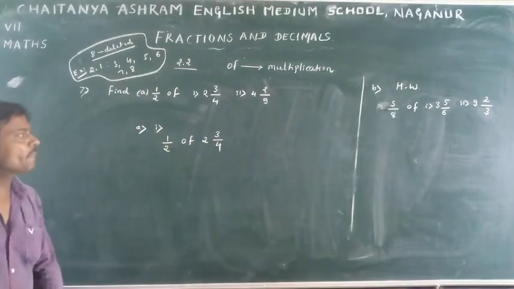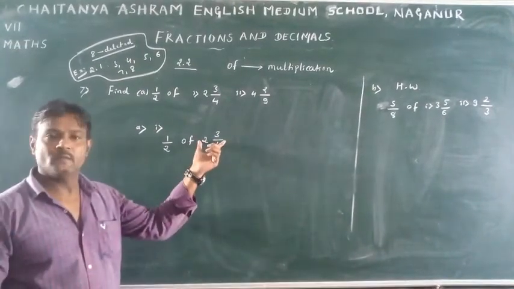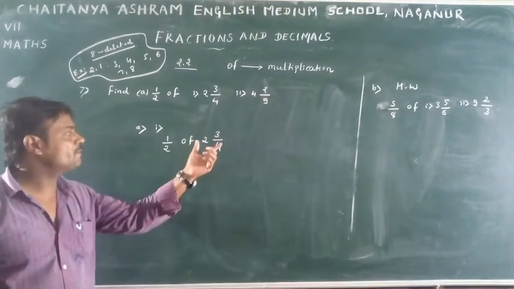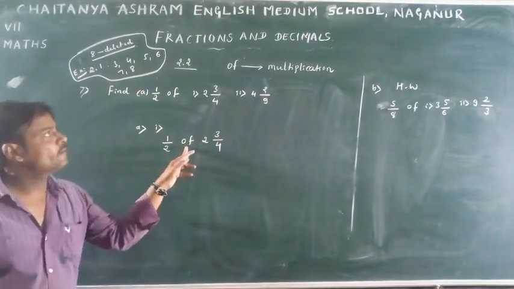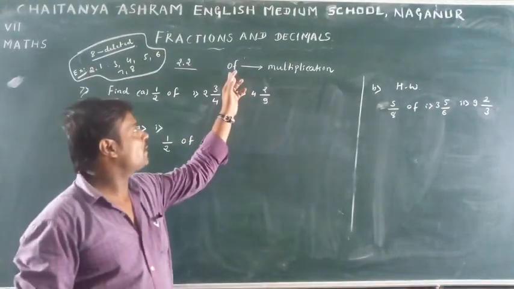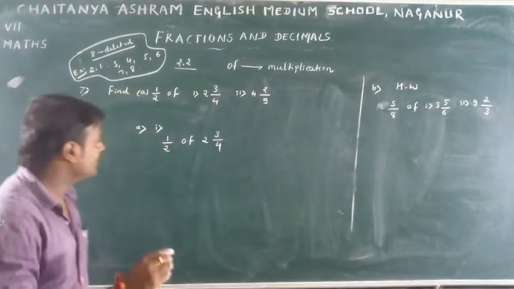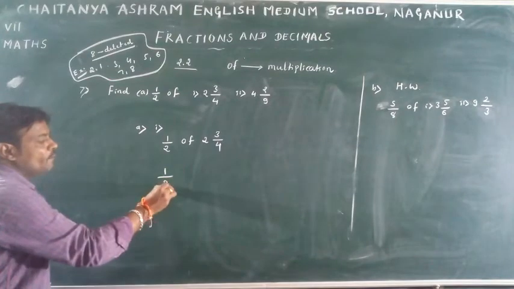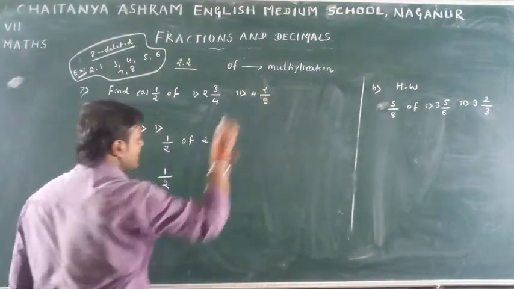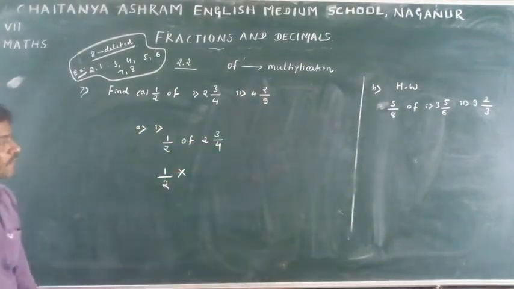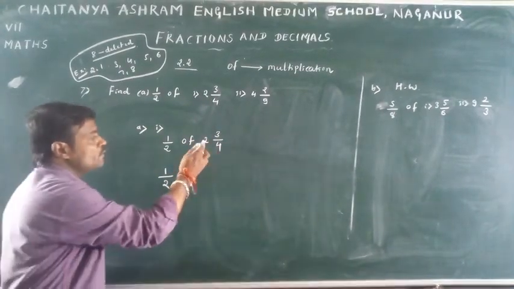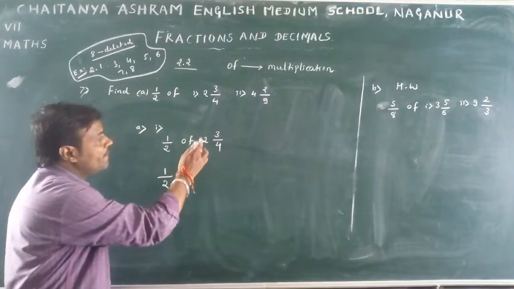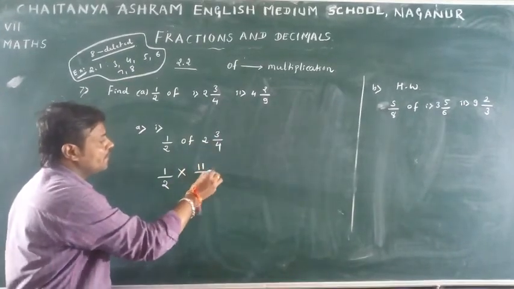Before going to find, first convert this mixed fraction into an improper fraction. Then put half. I already said half represents multiplication. See, follow the rules. 1 by 2, half represents multiplication. Put the multiplication sign. Then convert this into an improper fraction. That will be 4 2s are 8. 8 plus 3, 11, divided by 4.